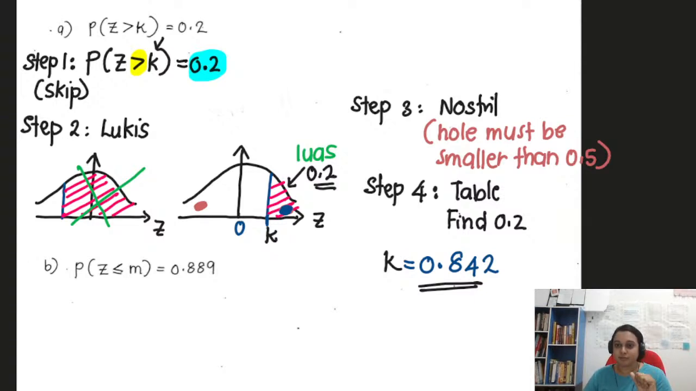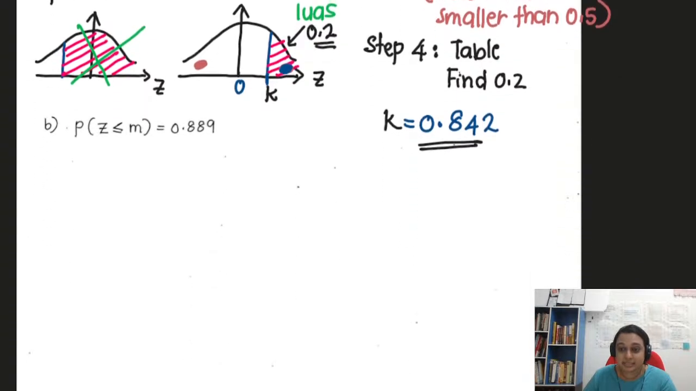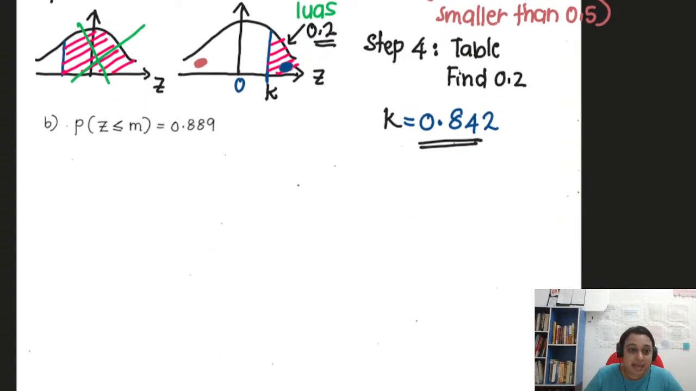Okay, don't worry. We do the next question. You will feel more clearer. Okay, next one. Okay, B. First step, check first. Yang ni Z lebih kecil daripada M.